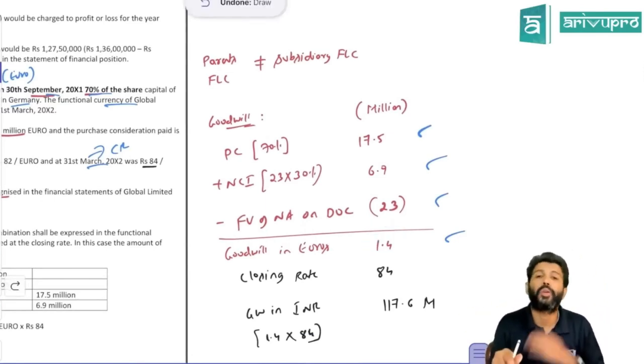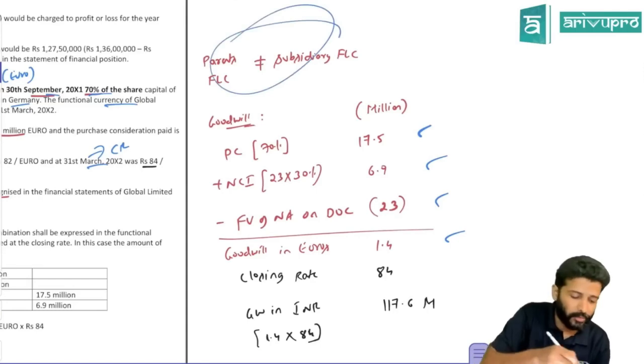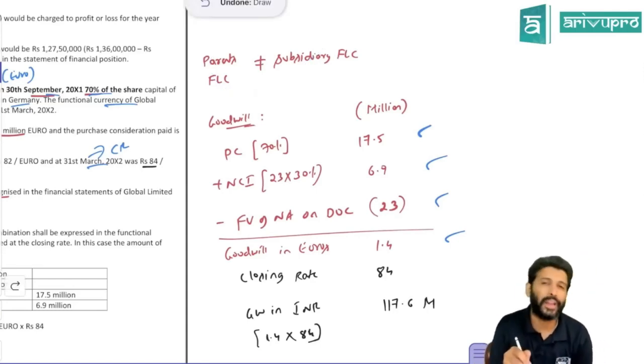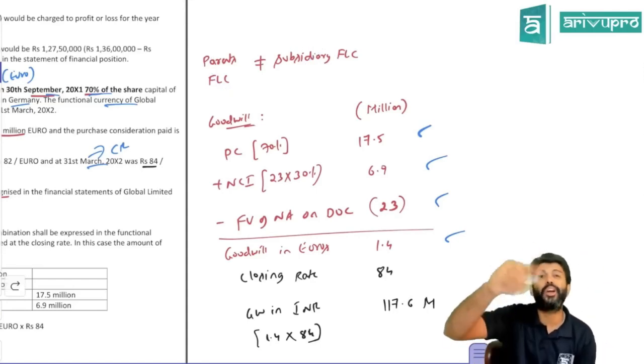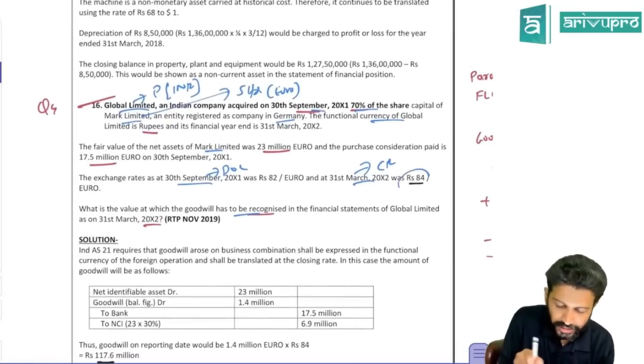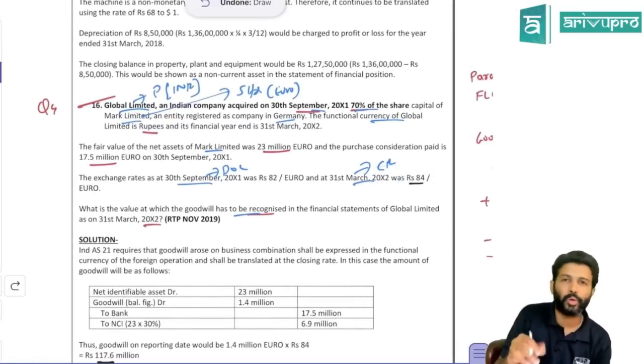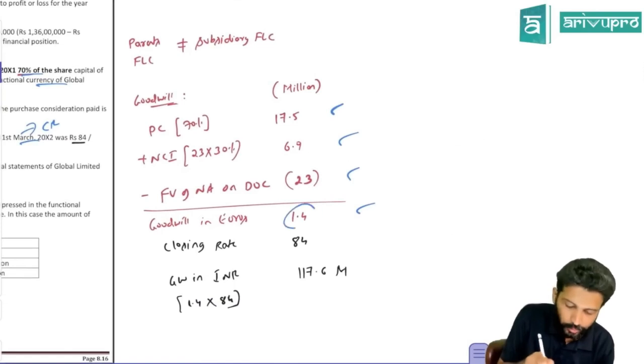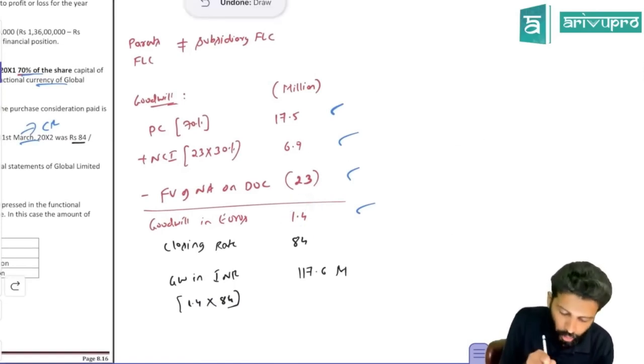But since the functional currency of parent and subsidiary is not the same, you have to show the goodwill in your books using closing rate. Closing rate means end of the year. What is the end of the year exchange rate? 84. 1 euro is equal to 84 rupees. So this is 1.4 million euros. So closing rate is 84.